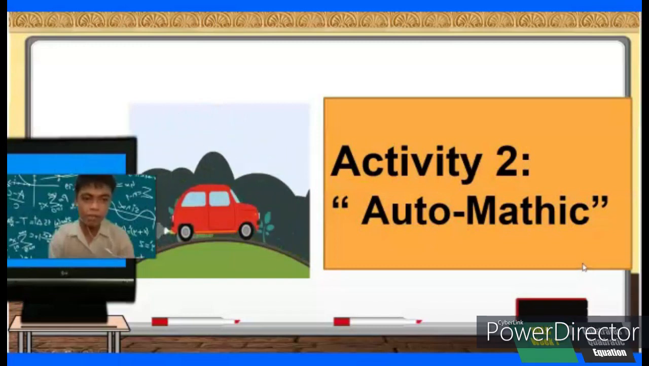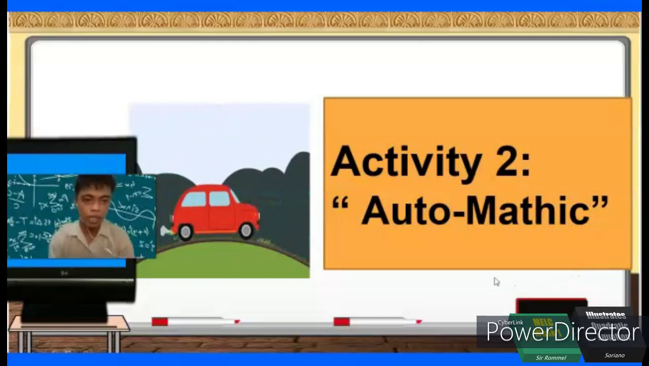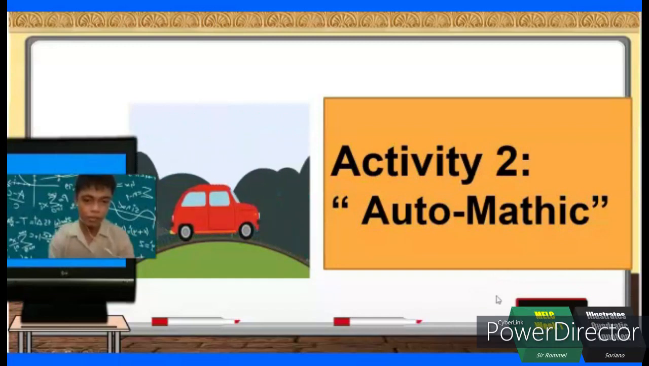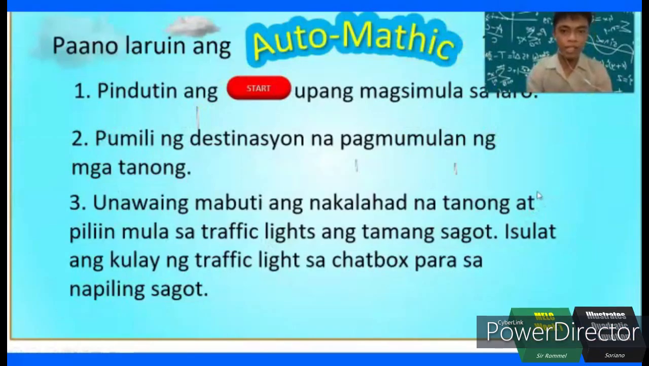So, this time, pwede tayong maglagay ng solution natin. So, ano ba yung activity 2 natin? Automatic. So, ano ba ang magiging mechanics natin sa automatic? Pindutin ang start upang magsimula sa laro. Pumili ng destinasyon na pagmumulan ng mga tanong. Unawaing mabuti ang nakalahad na tanong at piliin mula sa traffic lights ang tamang sagot. Isulat ang kulay ng traffic light sa papel pag nasa chat box para sa napiling sagot.